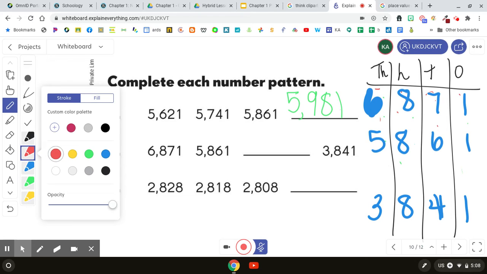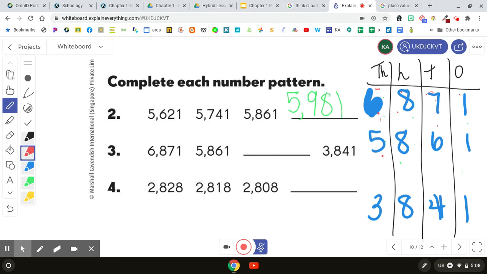Okay, here we go. Let's look at my thousands column first. I have a 6, a 5, something, and a 3. Well, it looks like it's getting smaller by 1,000 each time, so I know my 4 is going to go first. Let's look at my hundreds. 8, 8, 8. Oh, well, let's just stay with the 8. Now I have 7, 6, blank, 4. Well, those look like they're getting smaller by one group of 10 every time, so I'm going to put a 5 there, and my ones column stays the same.